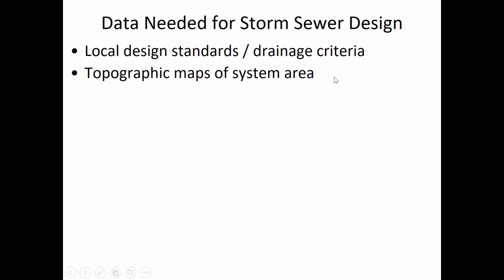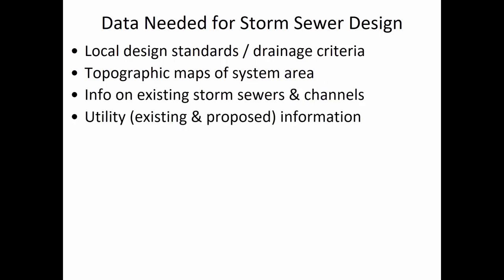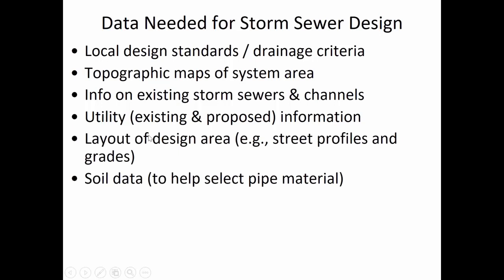Topographic maps of the system area. We have to know where the drainage boundaries are, what the elevations are, for example, existing storm sewers and channels, so that we can not only discharge to them, but also, if we're putting in a new pipe, avoid crossings with water lines and other utilities. Also the layout of the area, like where streets are going to go and how the surface of the land is, what the slope of the land surface is.